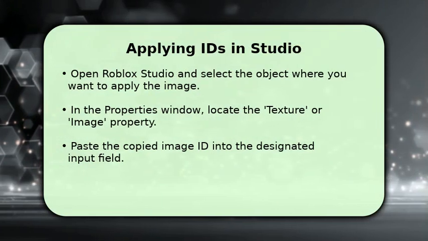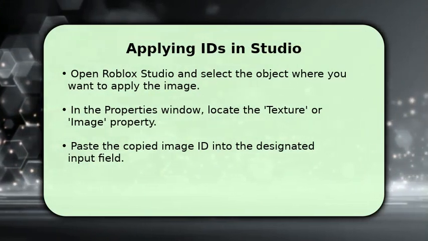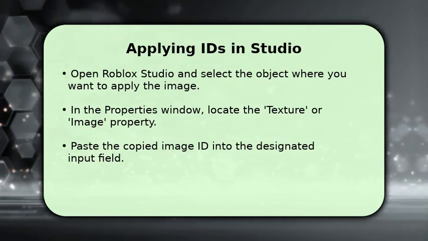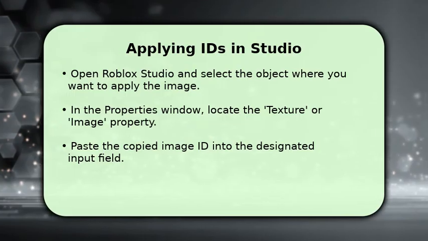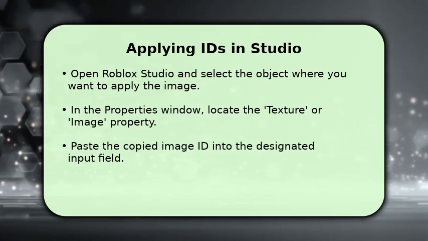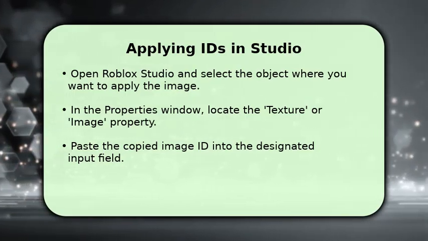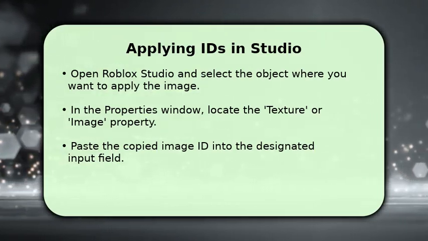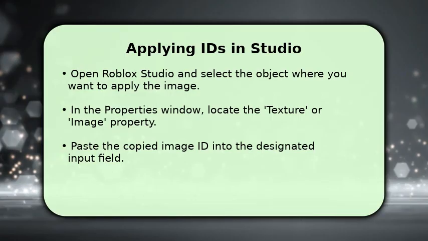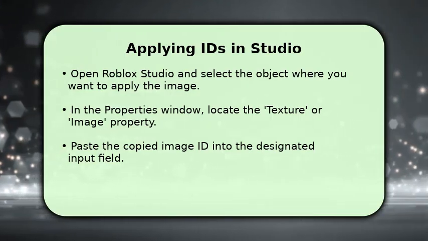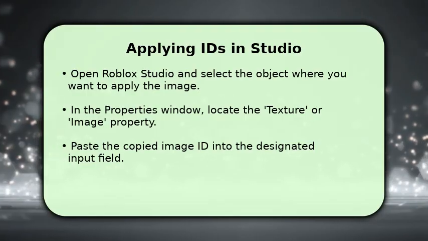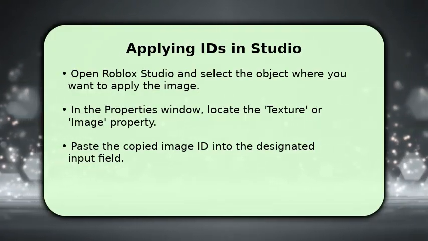Now that you have your image ID, open up Roblox Studio and select the object you wish to customize. This could be a part, a surface GUI, or even a screen GUI element. In the Properties window, which is usually on the right side, find the Texture or Image property. Simply paste your copied image ID into that input box. Instantly, your custom image will appear on the selected object, bringing your vision to life in your game.